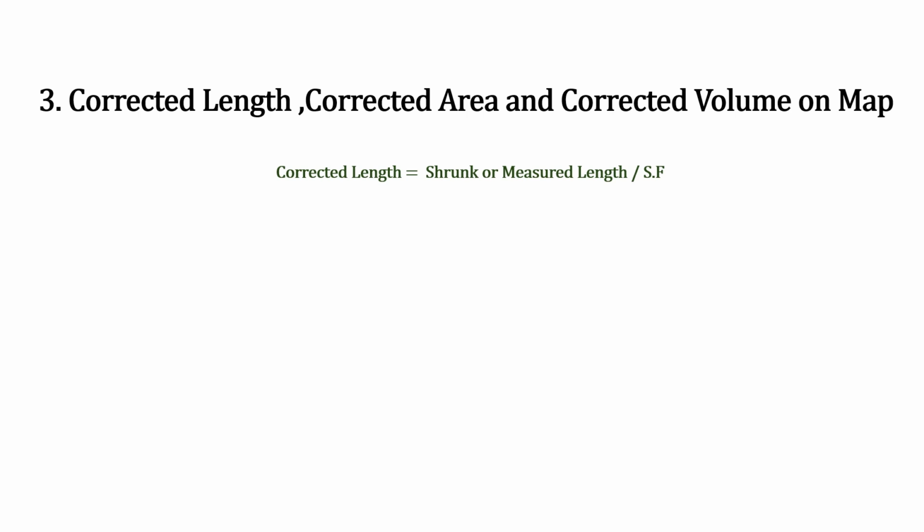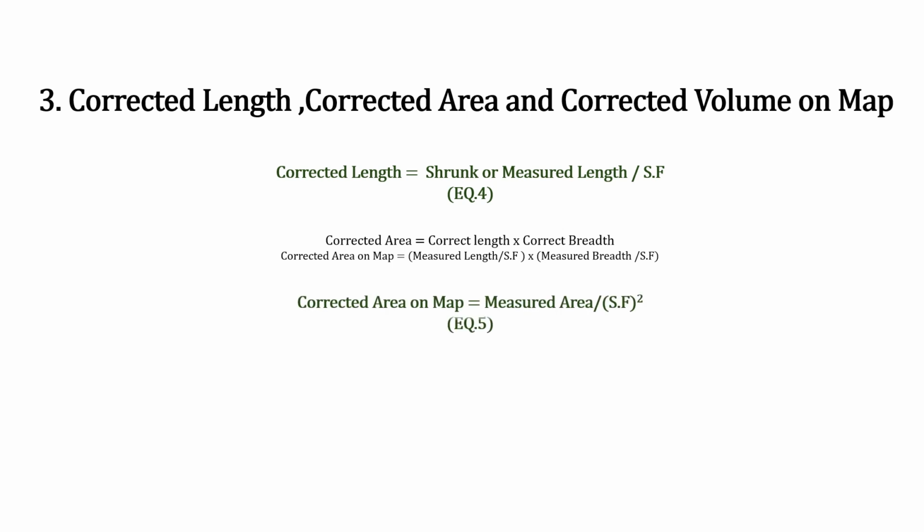Then, corrected area equals corrected length multiplied by corrected breadth. Applying equation 4, we get corrected area on map is measured area divided by the square of shrinkage factor. Similarly, we get corrected volume on map as measured volume divided by shrinkage factor cube. Next is corrected length and corrected area on the field.